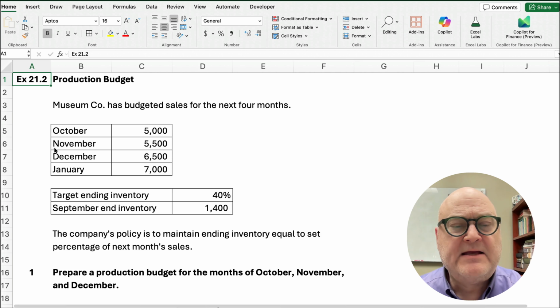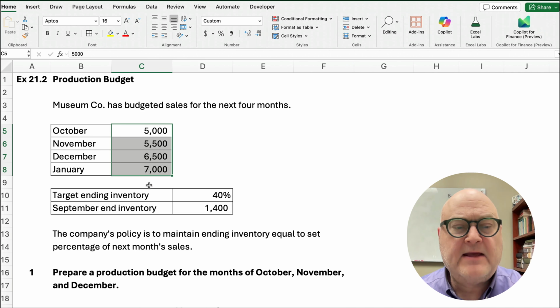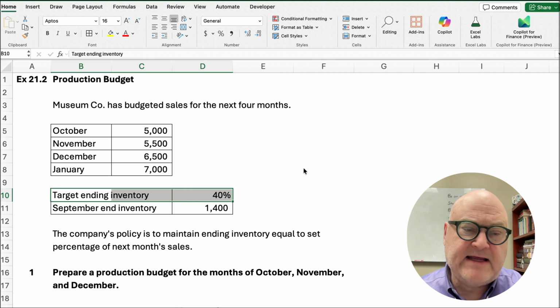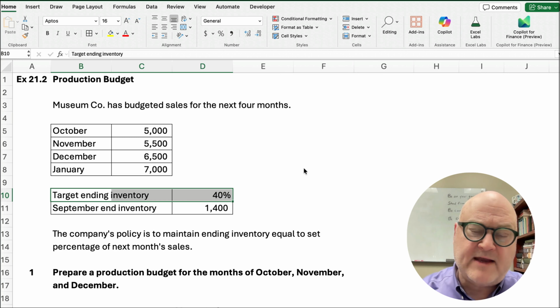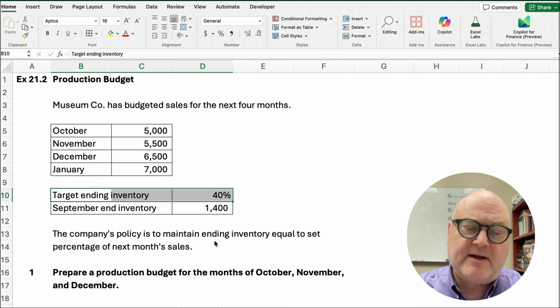So let's get started. Let's say the museum company has budgeted sales for October, November, December, January, and here are the numbers. And let's say that we want to maintain 40% inventory for the next month. So let's explain it this way. The company's policy is to maintain ending inventory that's going to be equal to 40% of next month's sales. So for example, if we think next month we'll sell 1,000, then we want to maintain at least 400 of ending inventory so we can handle those sales so we don't run short. We're worried about running short in that case.